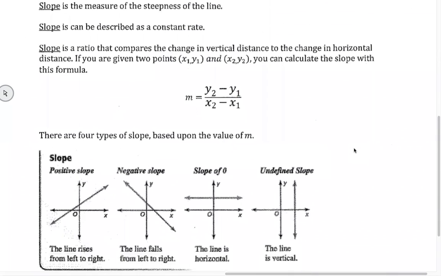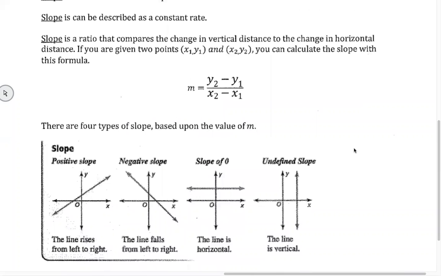As I said, we have 4 different types of slope. A positive slope is described as uphill. We're going up, and this is positive. A negative slope falls. It goes down, and that's going to be negative. Notice we're going downhill here. A slope of 0 is a flat line, which is horizontal. And an undefined slope is vertical, going straight up and down. So those are our 4 types of slope.